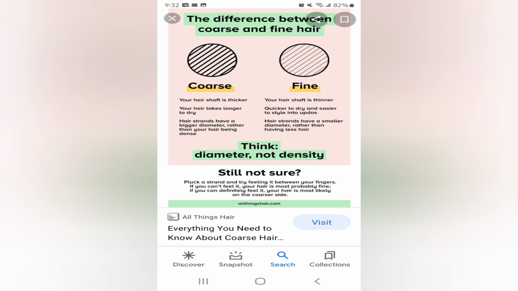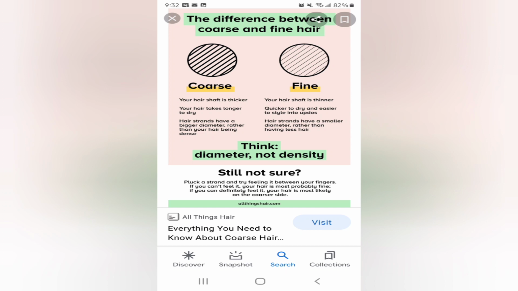Her hair is very coarse. She has very thick hair strands, and Aditi has fine hair strands. So we might both have the same curl pattern, that's 4C, but your hair texture is coarse and mine is fine. So we cannot use the same products, right? So this is an important thing to know about your hair.